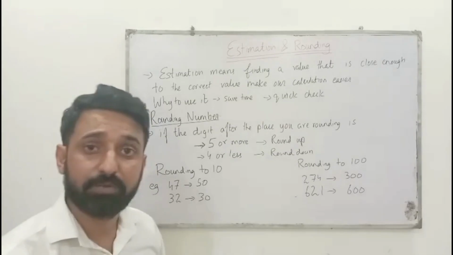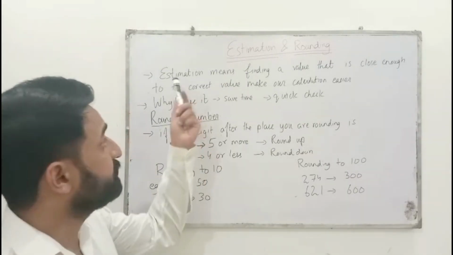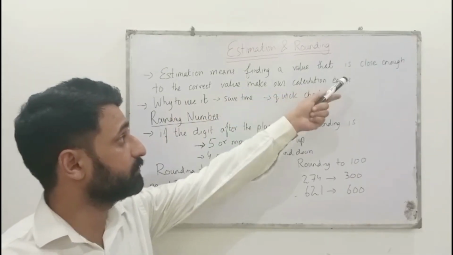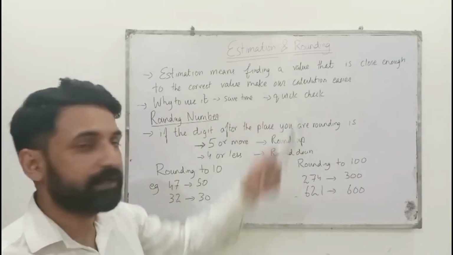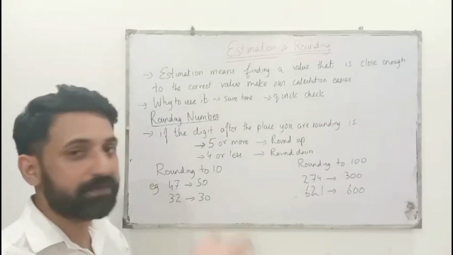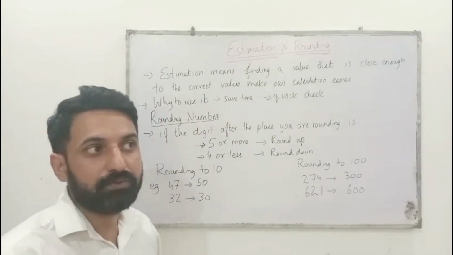Today we are going to talk about estimation and rounding. So what is estimation? Estimation means finding a value that is close enough to the correct value, which makes our calculation easier. So why do we use estimation? To save time and to have a quick check.